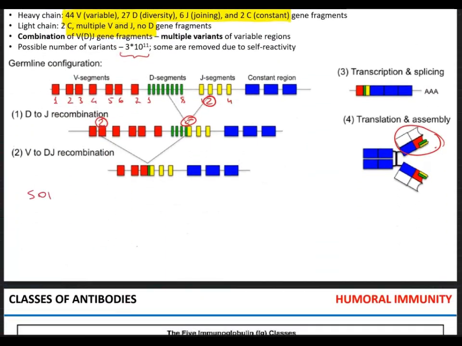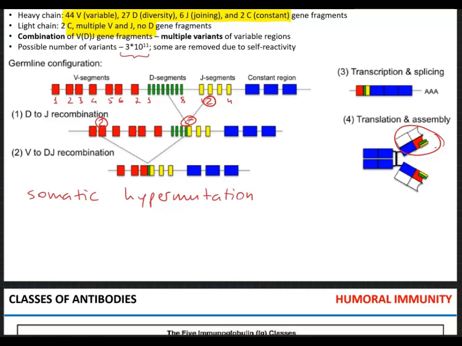called somatic hypermutation. First of all, juxtapose the terms somatic and germinal. What are the differences? Somatic cells versus germinal cells.